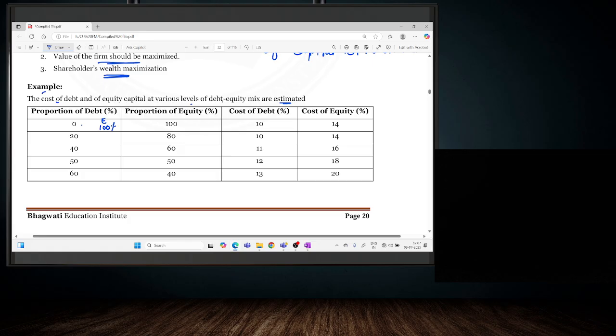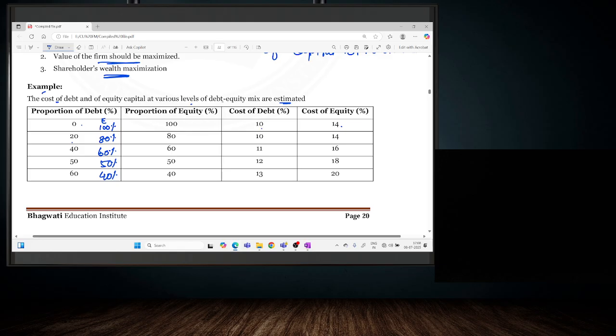100% equity. Here proportion of debt is 20. So here 40% equity. Clear so far? Any doubt in this? Clear? Now, oh, here it is already given, sorry. Okay. So cost of debt is 10% and cost of equity is 14% given.